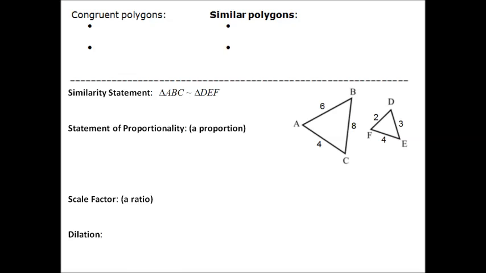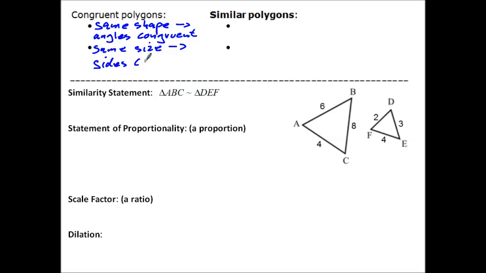We spent an entire unit talking about congruent polygons, or particularly congruent triangles. Congruent triangles have to have the same shape and the same size. But more specifically, what does the same shape really mean? It means that the angles have to be congruent. And what does the same size mean? Same size means that the sides also have to be congruent.